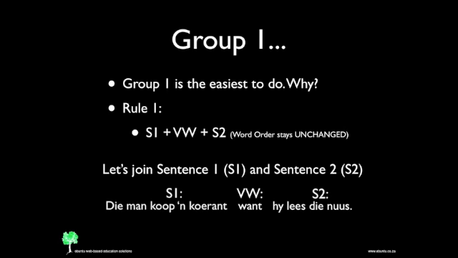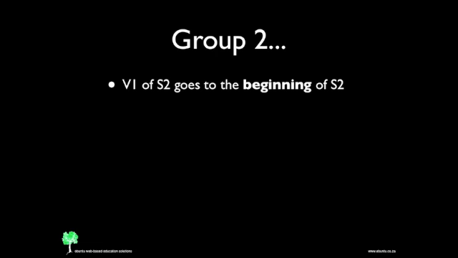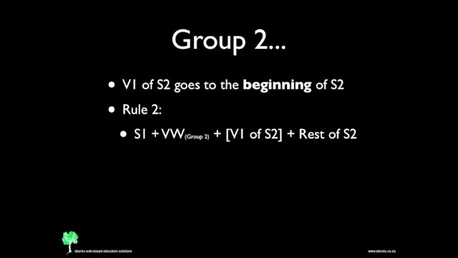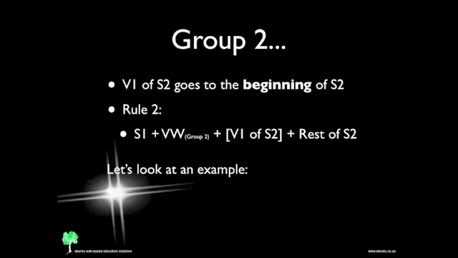Now when you're looking at group 2, it gets slightly more complicated. Verb 1 of sentence 2 goes to the beginning of sentence 2. So you're only changing the word order of sentence 2. If you look at the rule, and now it starts looking a bit maths-like, I know, you've got sentence 1 plus your conjunction, which is in group 2, plus verb 1 of sentence 2, and then the rest of sentence 2.